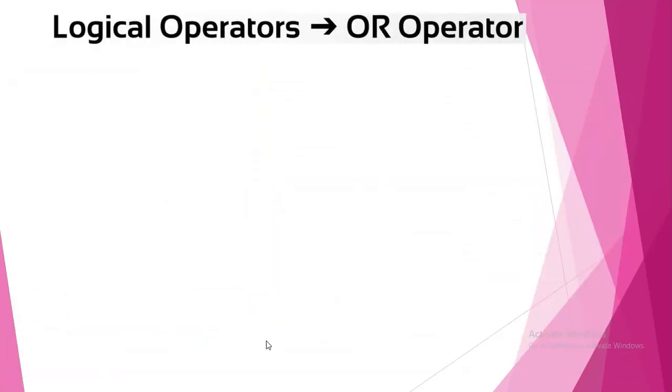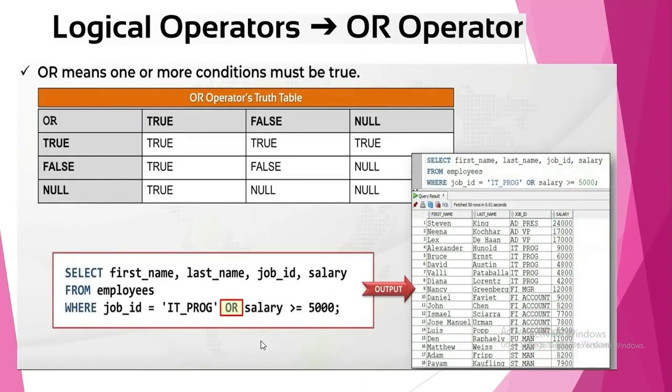Now the logical operator OR. OR means one or more conditions must be true. You can observe the table here, and below it is the query: select first name, last name, job ID and salary from employees where job ID is equal to IT_PROG or salary is greater than or equal to 5,000. In these conditions, if any one of the conditions is true and the other is false, it can fetch the results. You can observe the right side table. So this is the OR logical operator.